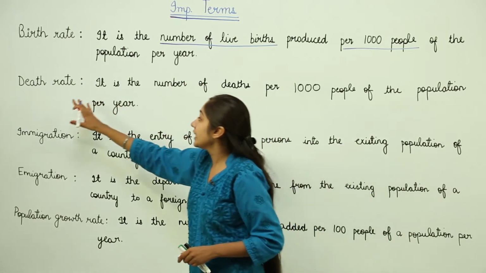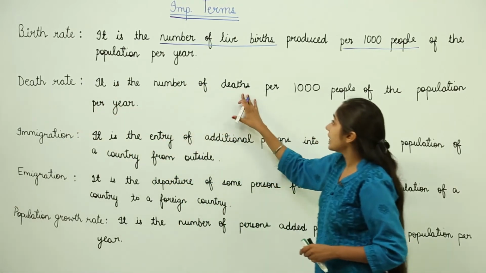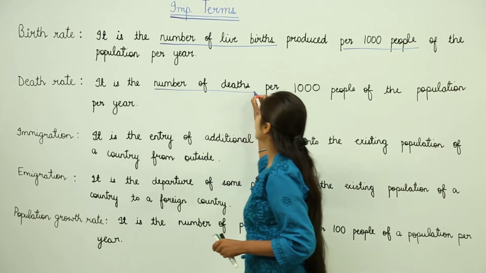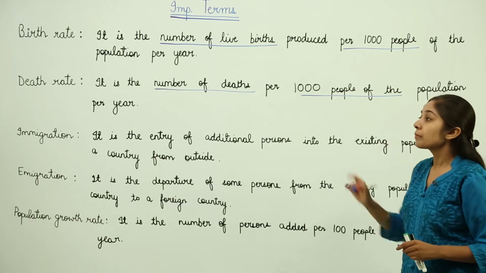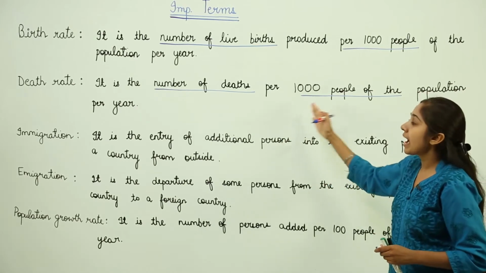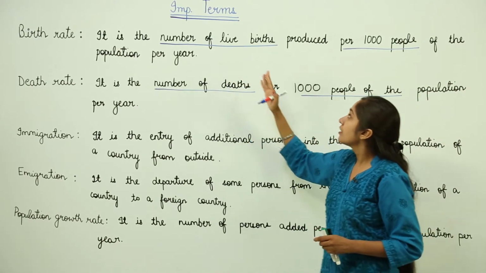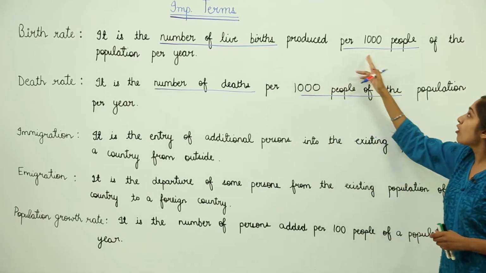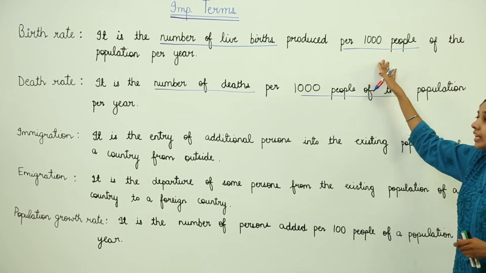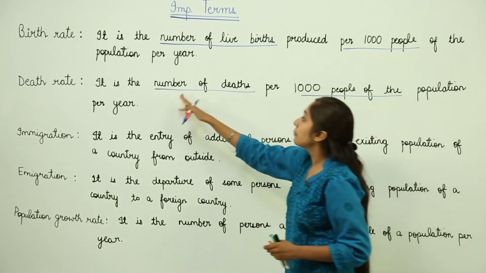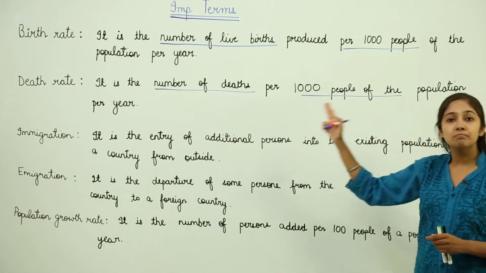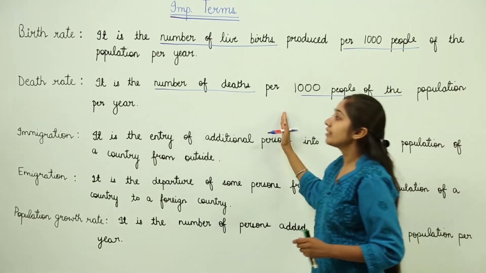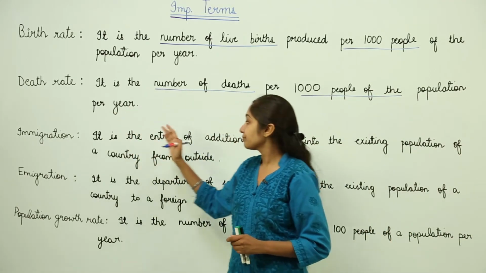Similarly, in case of death rate, it is the number of deaths per 1,000 people of the population per year. Same way as in case of birth rate, we talked in terms of per 1,000 people of population. In this case also we talk about the number of deaths per 1,000 people of the population per year. This is how you will define death rate.